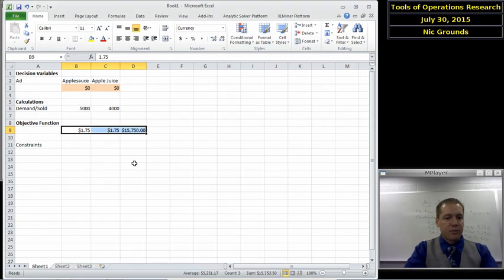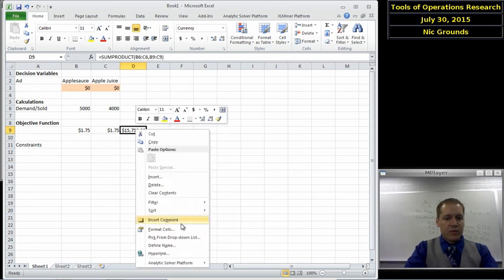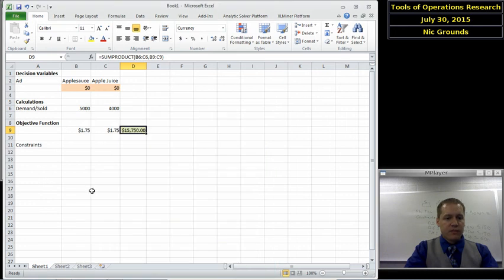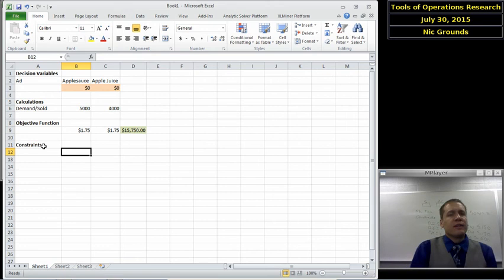Should have made that with 2 decimal places. There we go. So I'll mark that cell, fill it in, just so we know that's our objective. And now we come to constraints. The first constraint we'll consider is the budget.